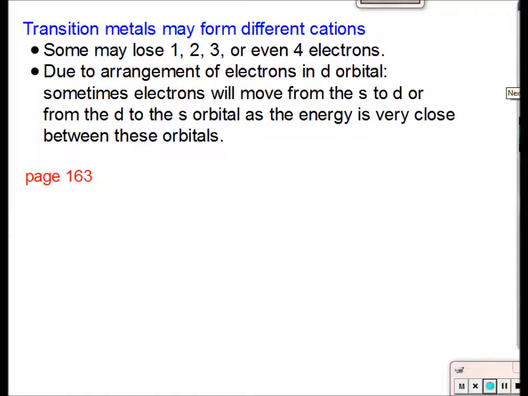Transition metals are a different beast entirely. And I'll show you more in class with how these electrons work, but because they have this D block, which is really close in energy level to the S block below it, sometimes electrons shift from the D to the S or the S to the D, which gives them different charges. So they could lose 1, 2, 3, or even 4 electrons depending on how those electrons move.